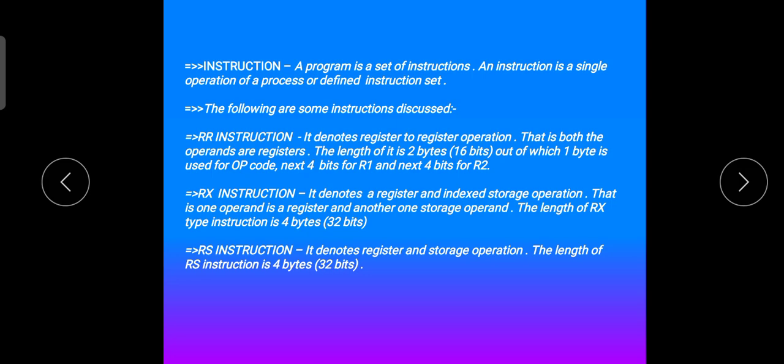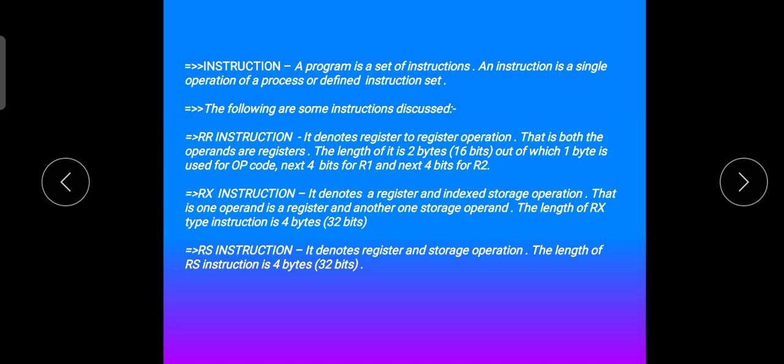Finally, instruction. A program is a set of instructions. An instruction is a single operation of a processor defined instruction set. The following are some instructions discussed. The first one is RR instruction. It denotes register to register operation, that is, both the operands are registers.